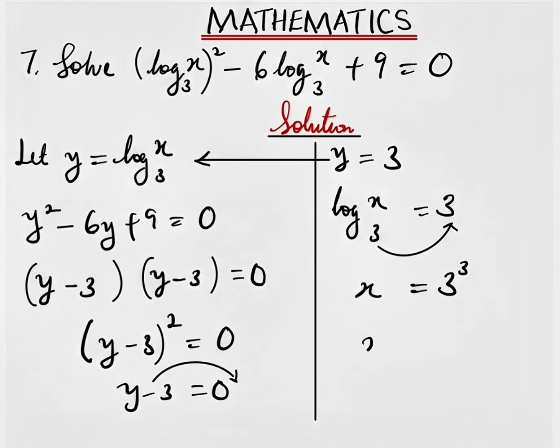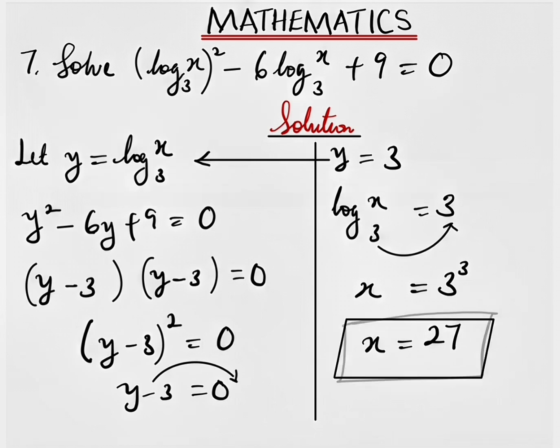And we know that 3 to the third is 3 times 3 times 3. 3 times 3 is 9. 9 times 3 is 27. So this gives 27. The value of x is 27. This is the answer to question number 7.